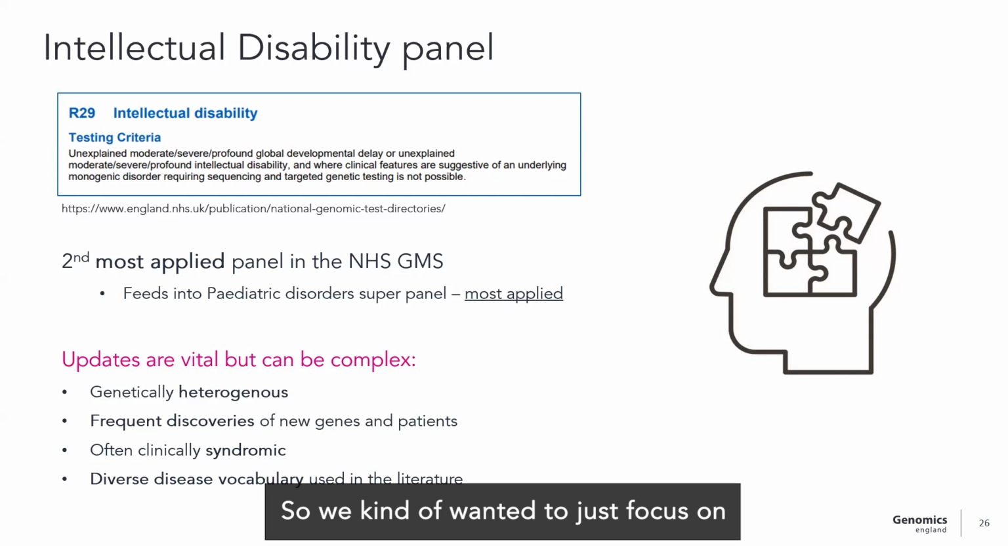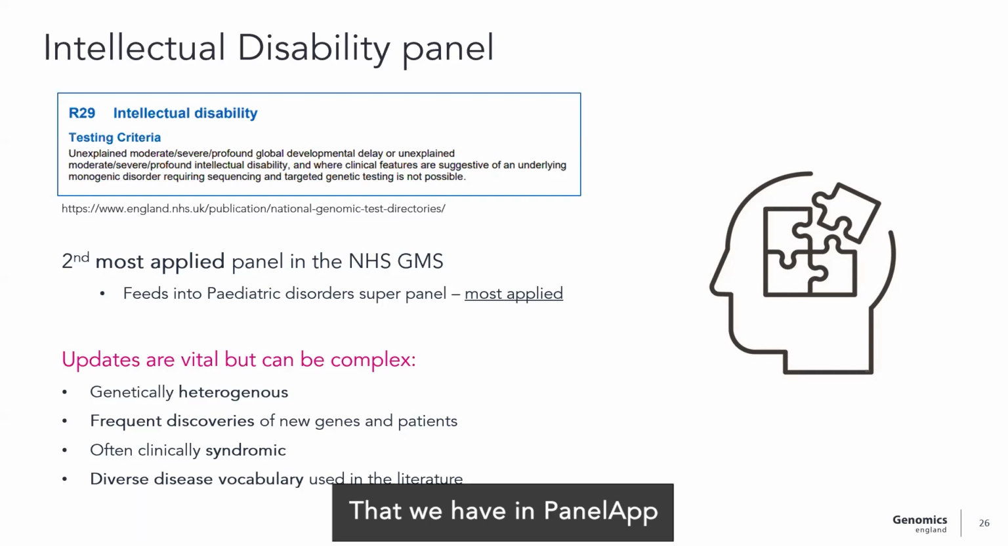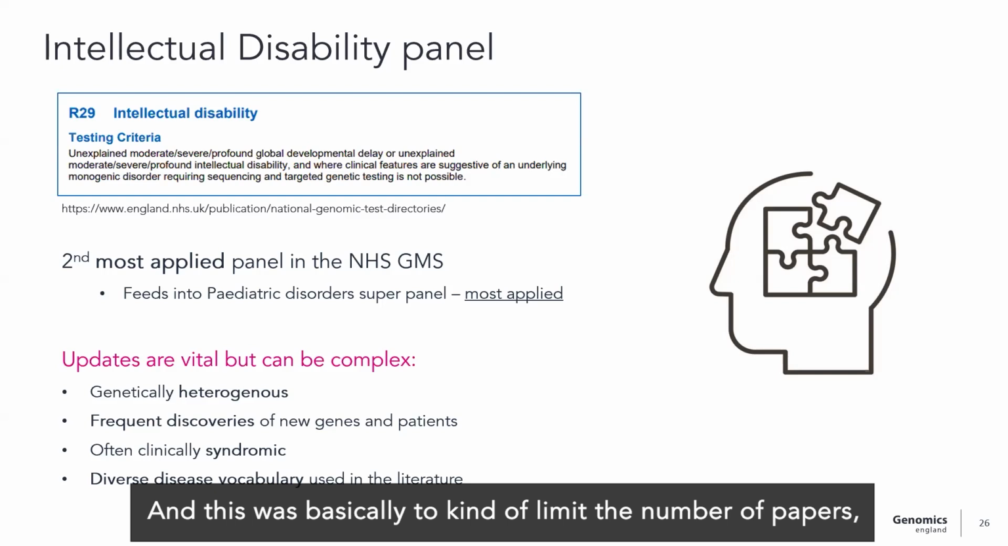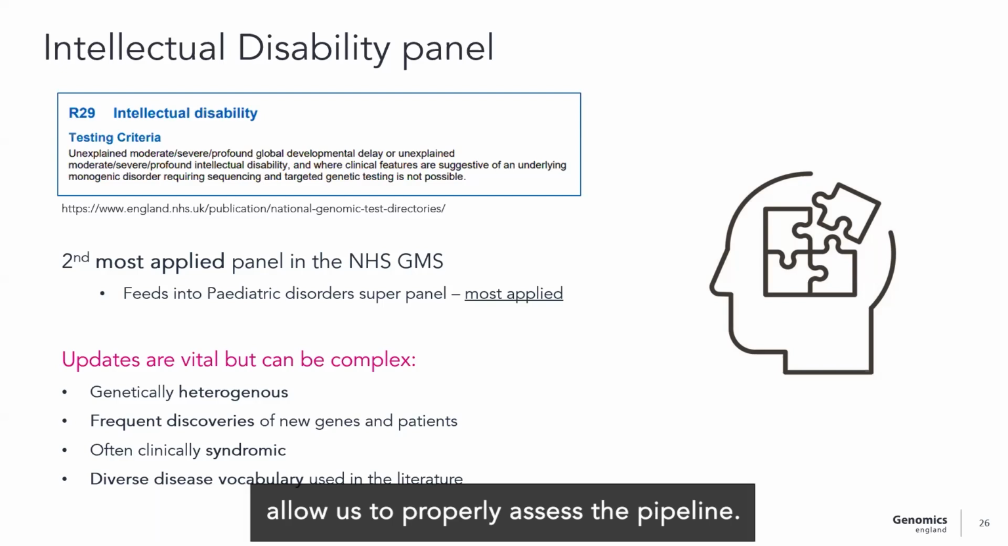So we wanted to focus on just one disease area at a time, rather than looking at all the genes and all of the disorders that we have in PanelApp. And this was basically to limit the number of papers that we as the curation team needed to look at, and allow us to properly assess the pipeline.